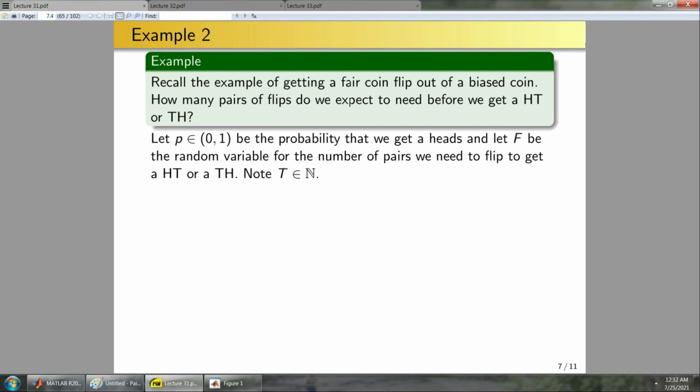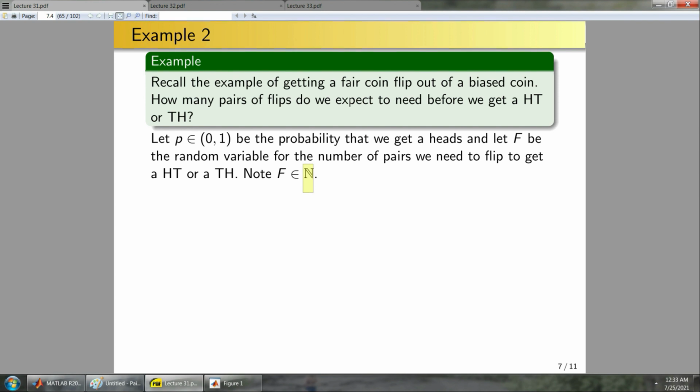So now the thing I need to know here is, what is my sample space for F? If I don't know the sample space, I really can't do anything from there. So how many flips could I potentially need to get a heads tails or a tails heads? Well, it's possible that I could need any arbitrary natural number of pairs of flips, right? It could be the case where it takes 10 million pairs of flips in order to get this heads tails. So here, F is simply going to be some natural number again. So again, I'm dealing with a countable expectation rather than a finite expectation.